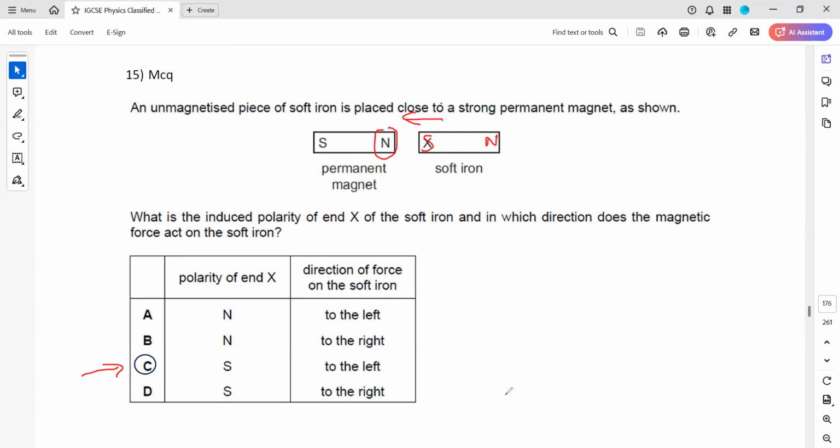So these are 15 MCQs from topic 4.1, which is about the simple phenomena of magnetism.